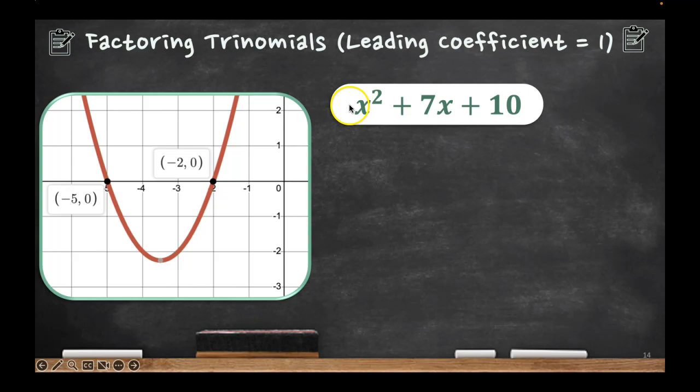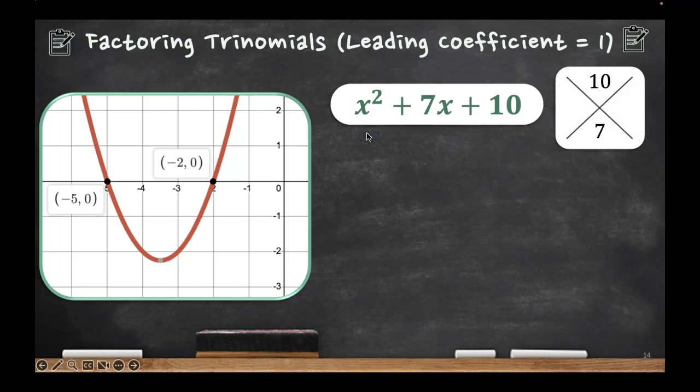So now when the leading coefficient is 1, we can follow the structure that we're going to show for the rest of this video. The leading coefficient is 1, and it's a trinomial. To factor, you need to find two factors that multiply to give you 10, which is the constant here, and add to get the middle term, which happens to be 7 here.